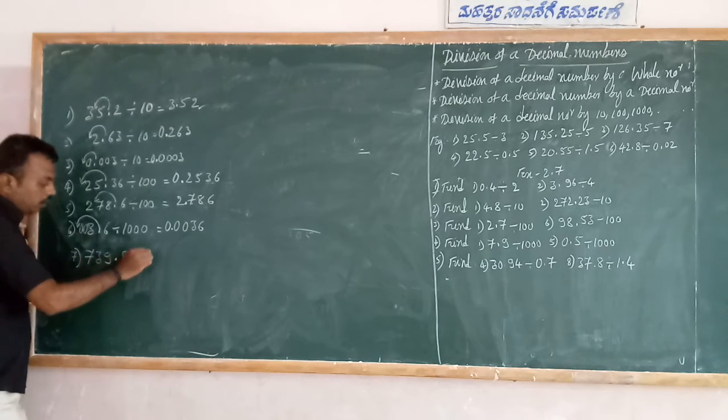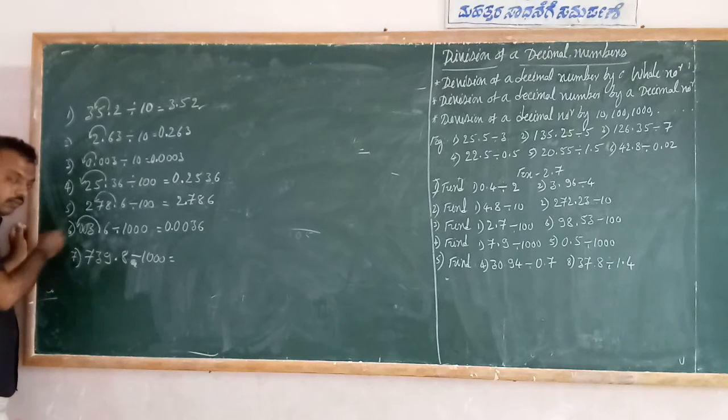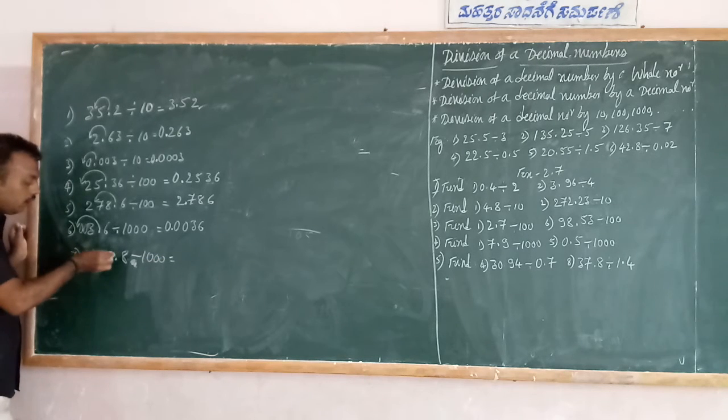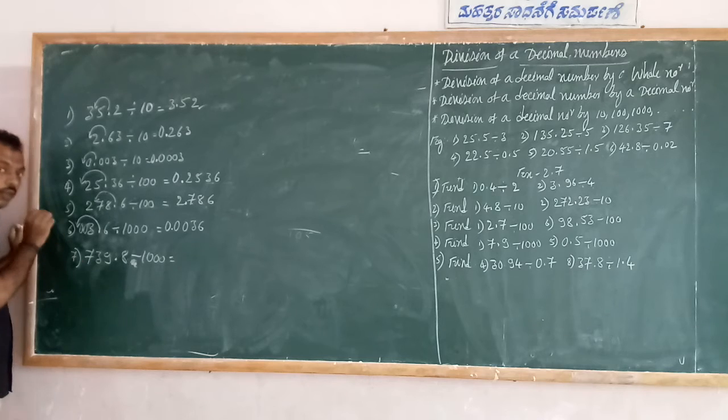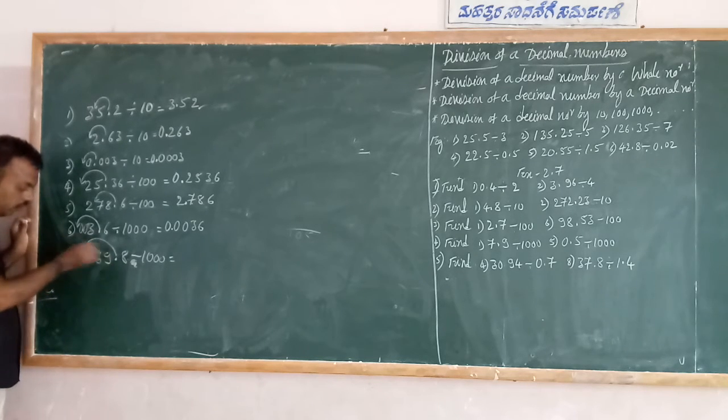739.8 divided by 1000. How many zeros are there? 3 zeros. The point is shifted 3 digits to the left side of the number. But already 3 digits are there, so you need not put 0. When digits are not available, then you have to put the 0. But here they are already there. That's why the point is shifted to the left side of the number.